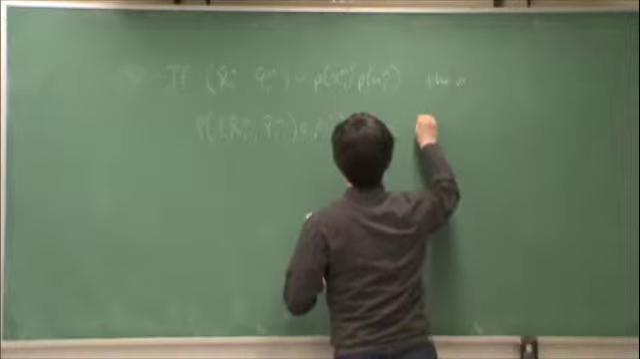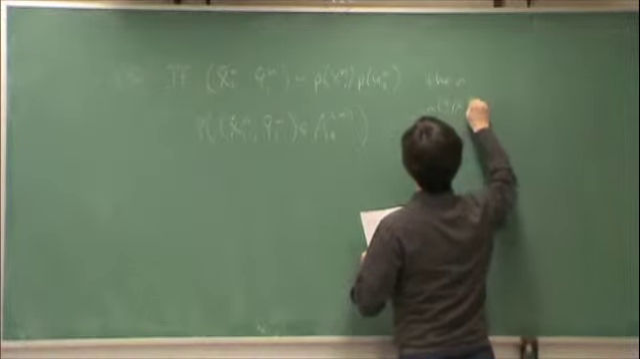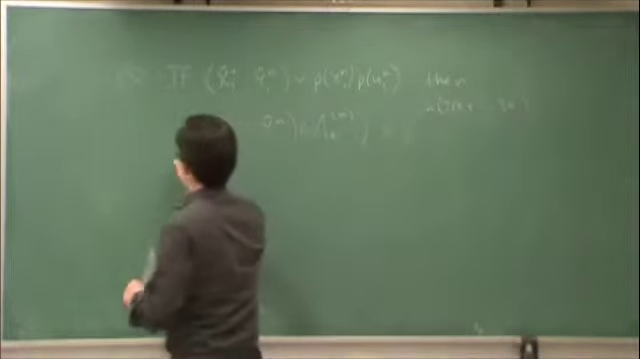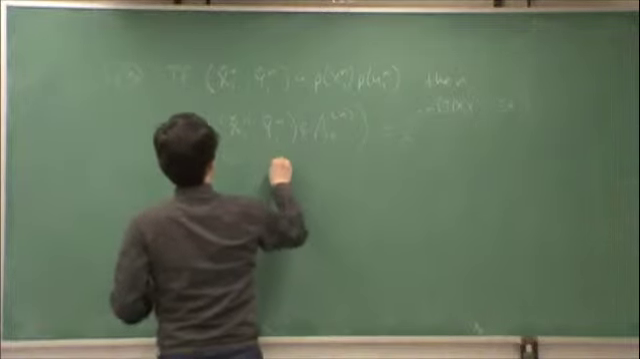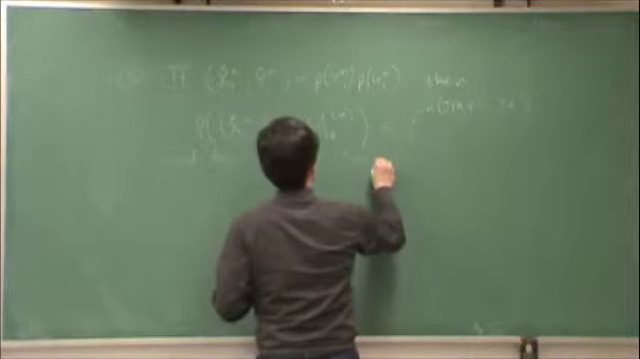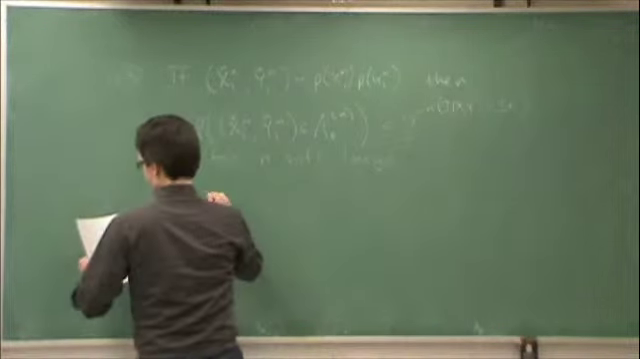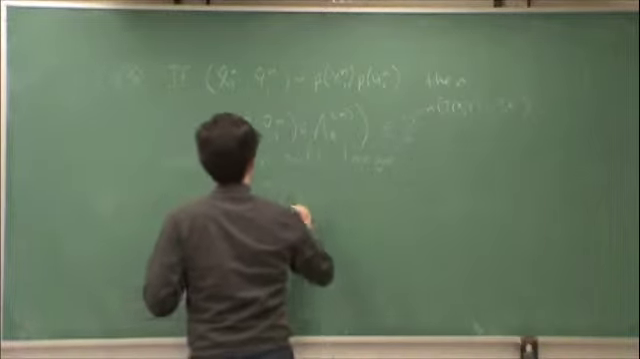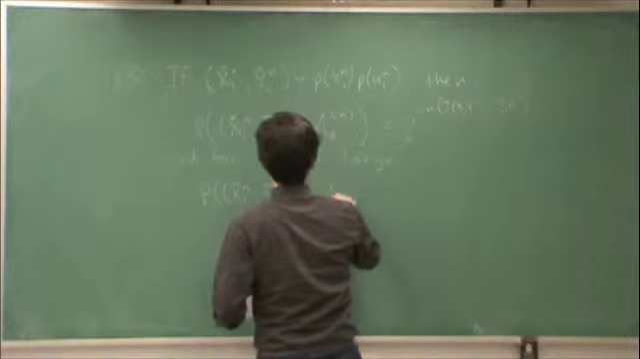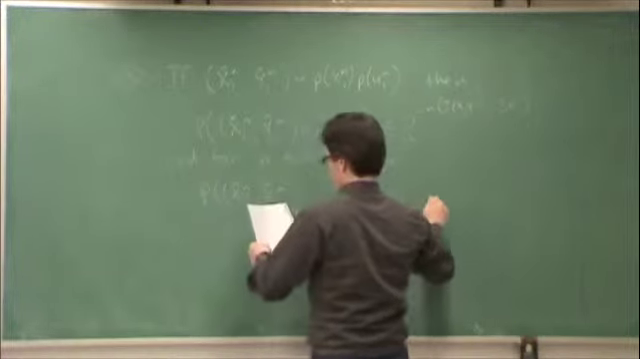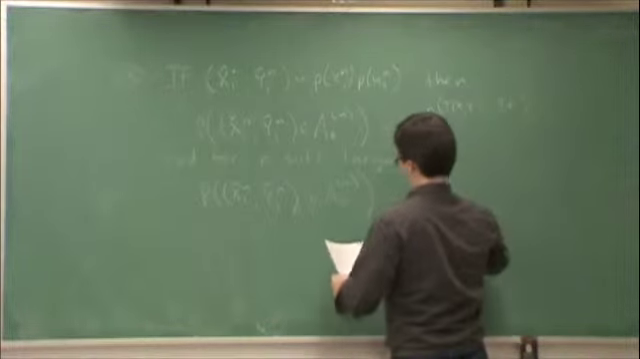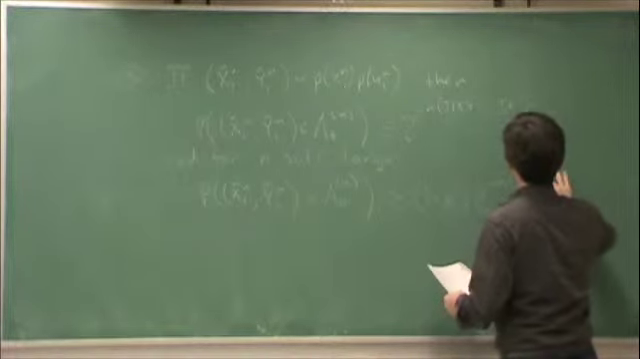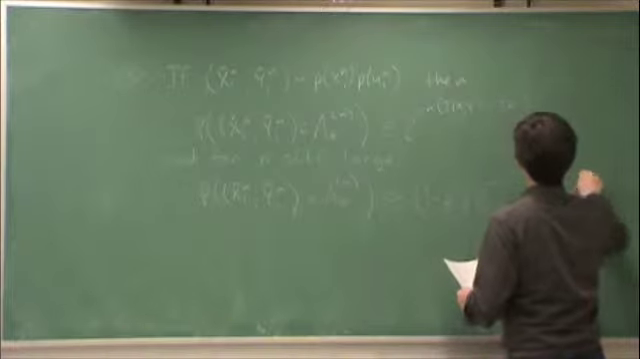is less than or equal to 2 to the minus n mutual information minus 3 epsilon, and for n sufficiently large, that same probability is greater than or equal to 1 minus epsilon 2 to the minus n mutual information plus 3 epsilon.